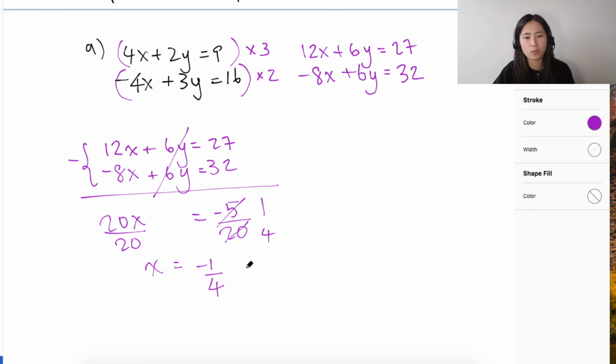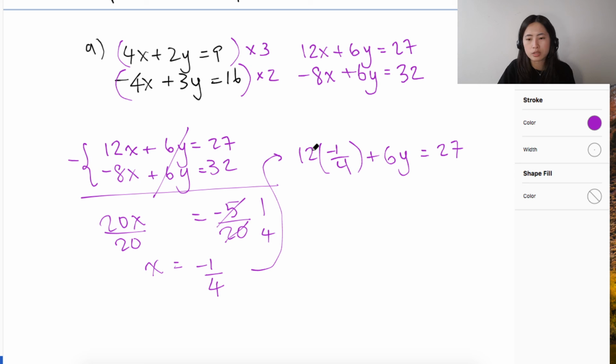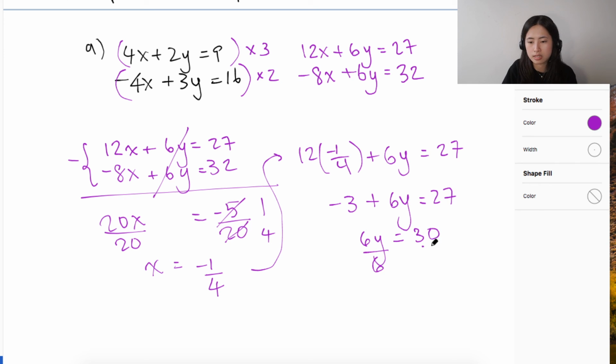And how do you solve for y? Well, you're just going to take any of these two equations and plug in x and solve for y. So I'm taking the first equation: 12 times negative 1 over 4 plus 6y is equal to 27. So I'm solving for y, so I know that 12 times negative 1 over 4 is actually negative 3, plus 6y, and that's equal to 27. So this is 6y, and this is equal to 27 plus 3. So that's 30, divided by 6.